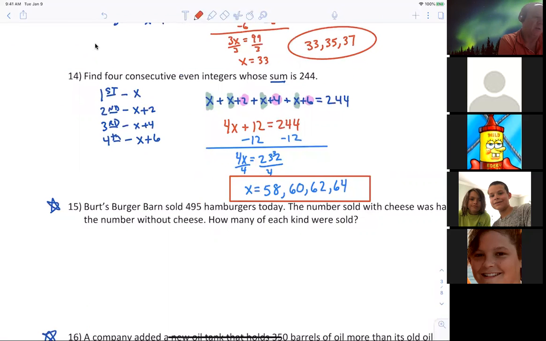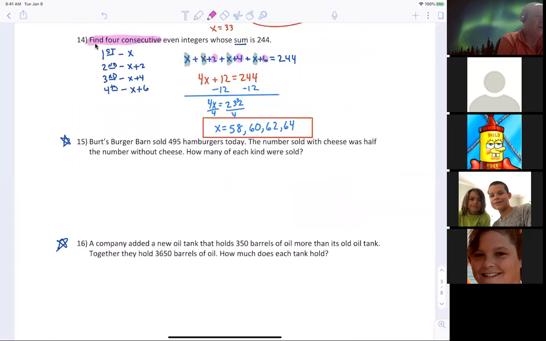Honestly, it says find 4 consecutive. I'm not trying to be funny or anything, I'm just honestly saying you have to read the questions. So only if it says find blank consecutive? Yeah. If it says find 4 consecutive numbers, you know you have to look for 4 numbers. Okay? All right, number 15.